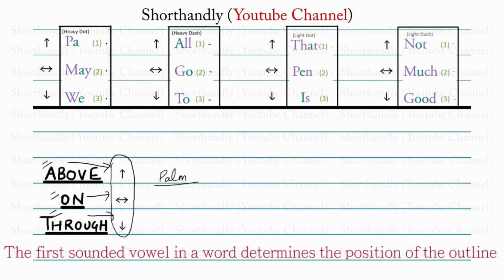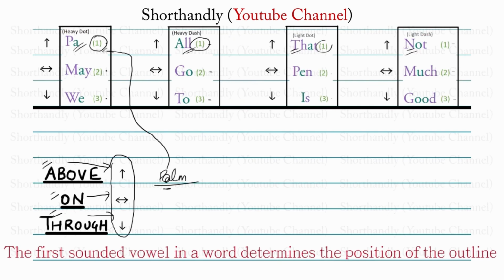This simply means that if we pronounce this word, it goes like palm. The first vowel sound that we are getting from this word is ah. This ah sound is the same as we get in the pa vowel. Now if we see all the vowels which are on the first place, like this pa vowel, this all vowel, this that vowel and this not vowel, all these 4 vowels are on the first place, as you can see here.